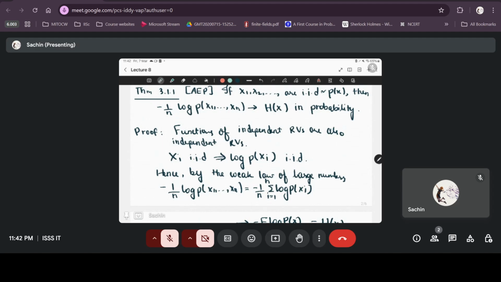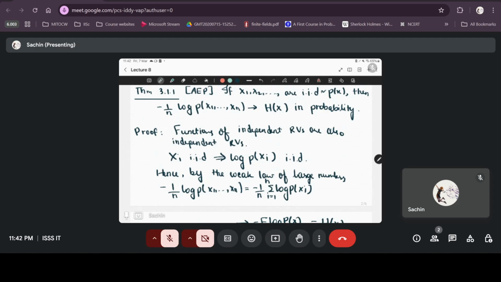So this is another way of writing the asymptotic equipartition property. The asymptotic equipartition property says that if x1, x2, etc. are IID distributed according to distribution P of x, then minus 1 over n log of P of x1 to xn approaches h of x, in probability.